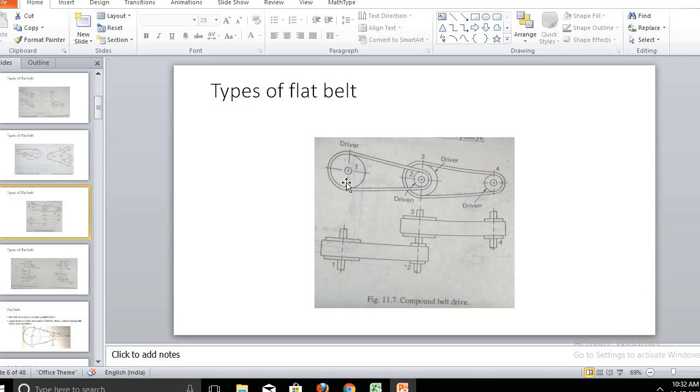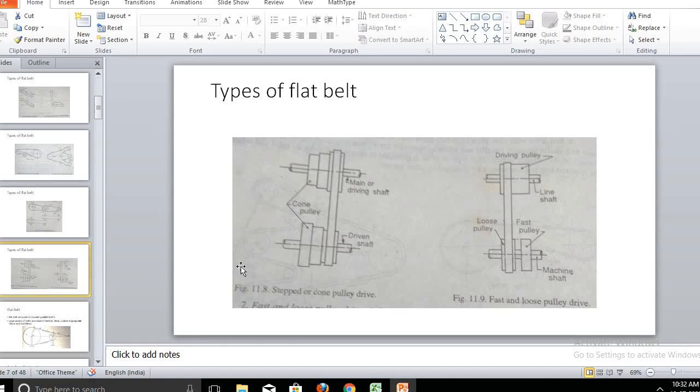Now power is transmitted not directly from pulley number 1 to pulley number 4, but through an intermediate shaft, and on that shaft two pulleys are attached, the second pulley and the third pulley, on the single shaft. Now the second pulley acts as a driven pulley, and the third pulley acts as a driver pulley for the fourth pulley. So such an arrangement is called a compound wheel drive.